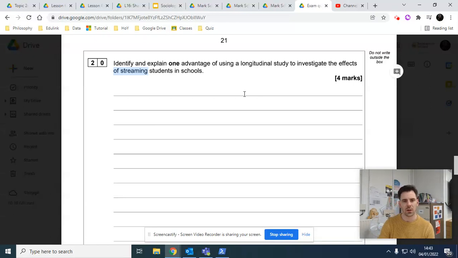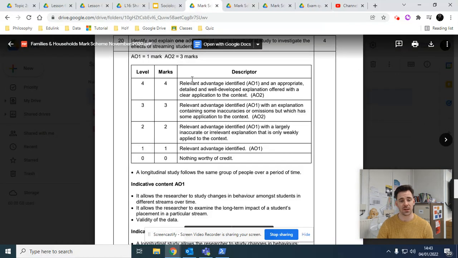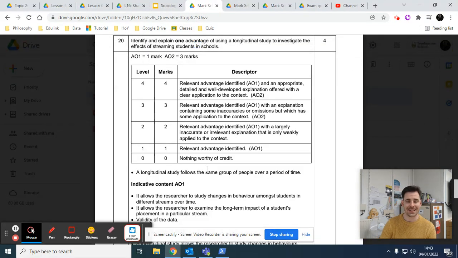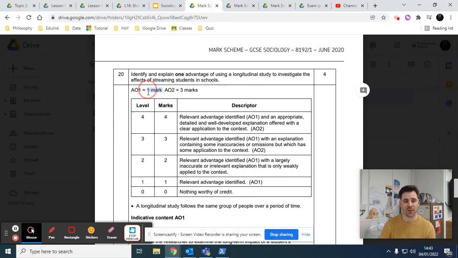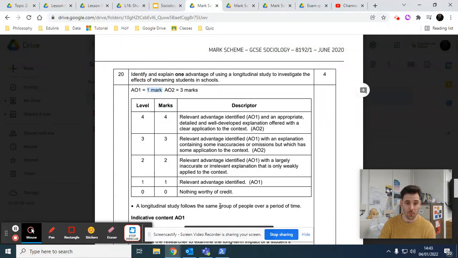So what we need to do is work out why a longitudinal study would be useful, would be an advantage of looking at the effects of streaming. Now for this, I'm going to go straight to the mark scheme because there's a few things I need to point out to you. As I said at the beginning of the video, it wants one advantage. So if you've given lots of advantages, I'm afraid you'll notice you've only got the 1 AO1 mark for it, because I'm only allowed to give you 1 mark.